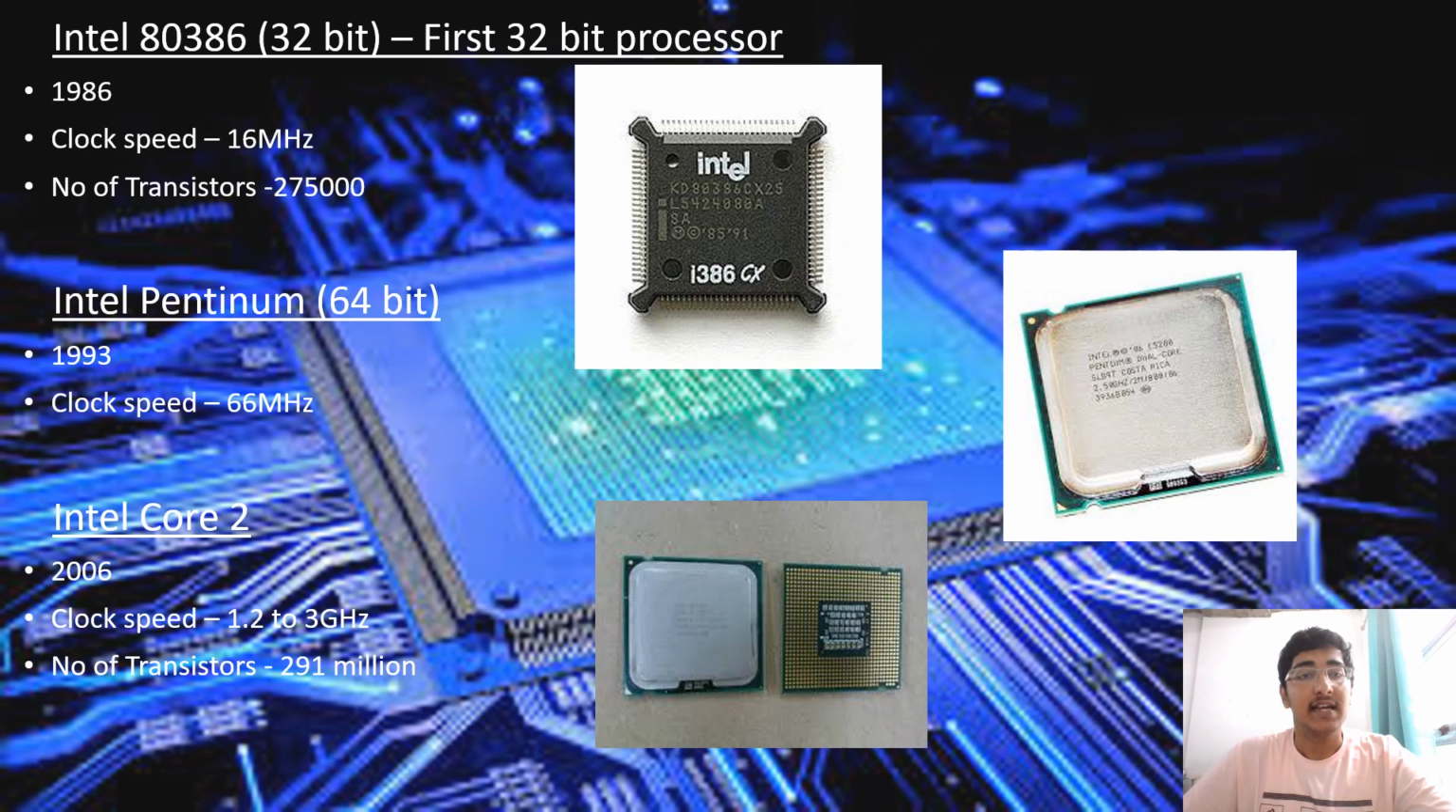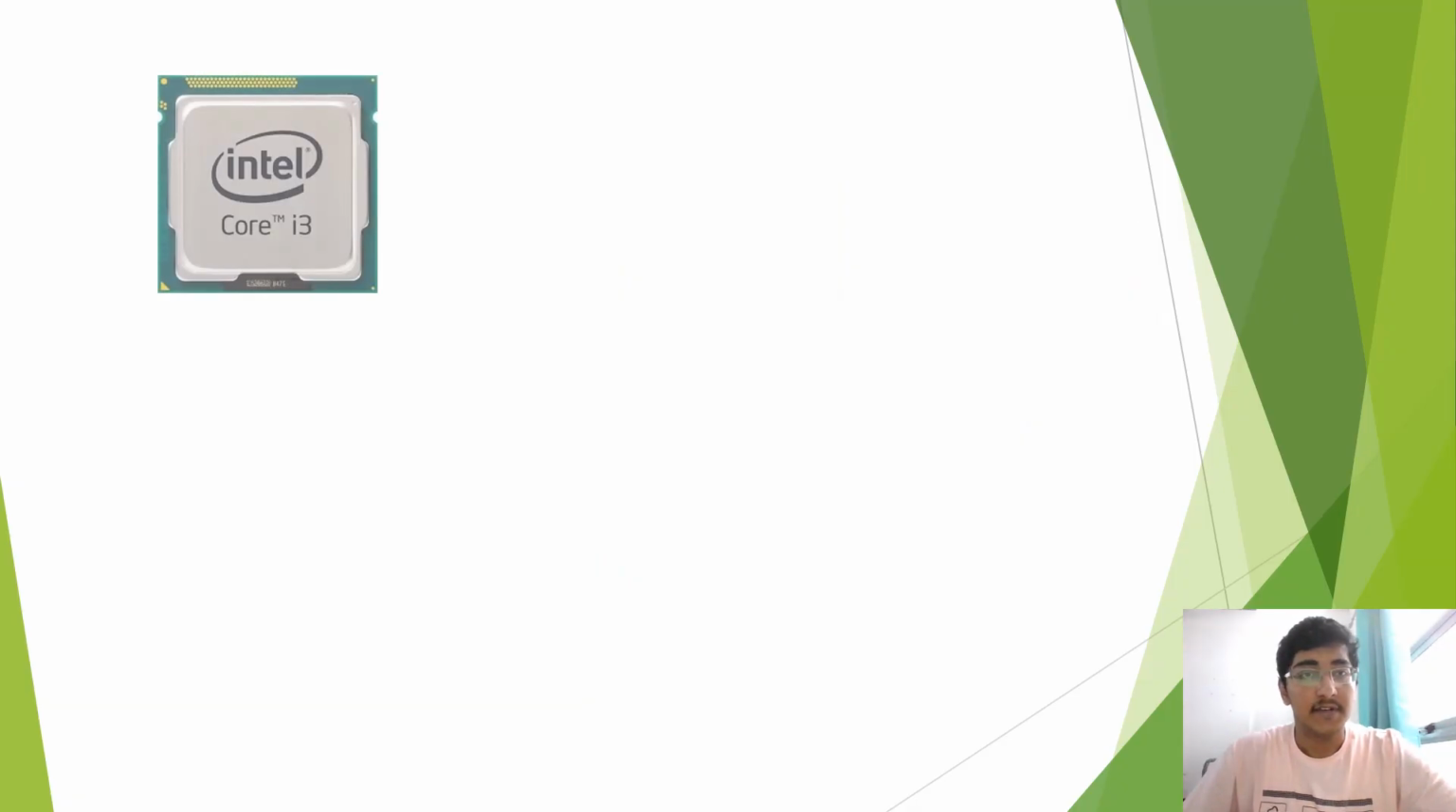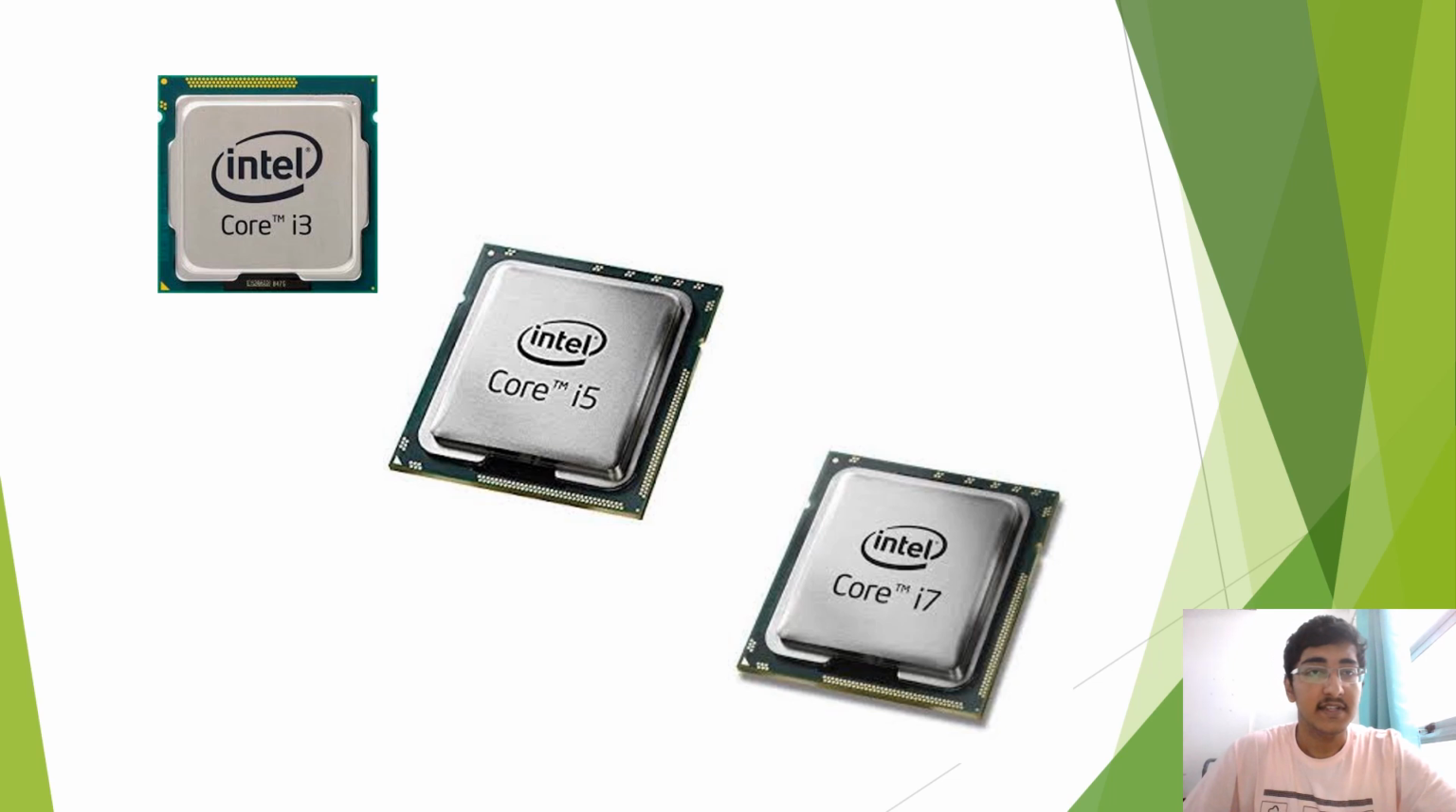Moving on, we have the Intel Core 2. This was developed in 2006, again a 64-bit processor, clock speed 1.2 to 3 gigahertz. Number of transistors 291 million. Now we have some more processors in the next slide. Let's see them. And we have the i3, i5 and i7, which are basically the upgraded versions of each other.